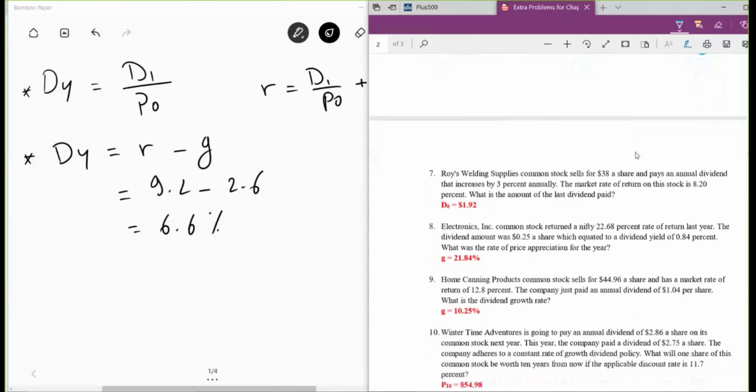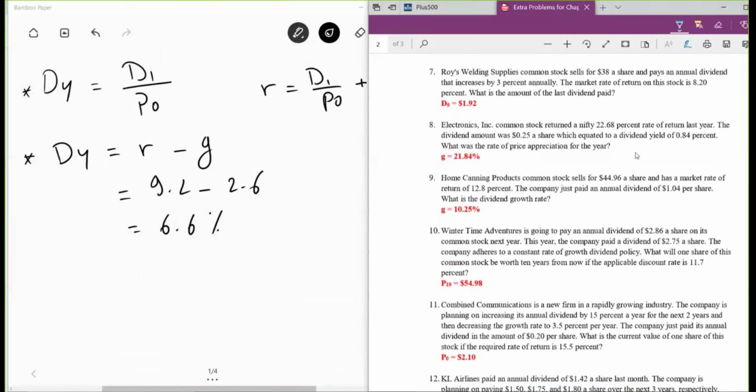Now for number 7, I have a stock selling for $38, pays an annual dividend that increases by 3%. So this is the growth rate G. The market rate of return is 8.2%. What's the amount of the last dividend paid? I need to find D0.